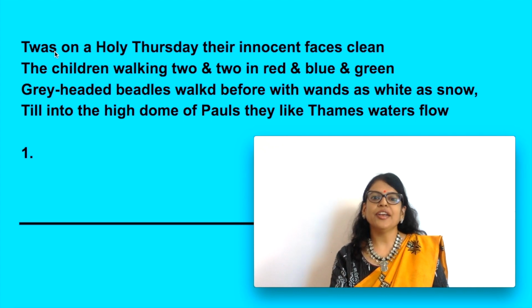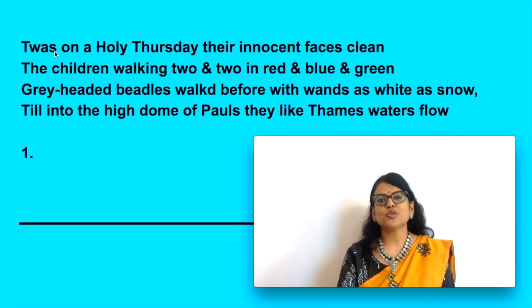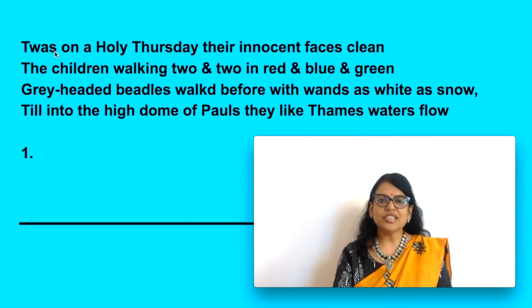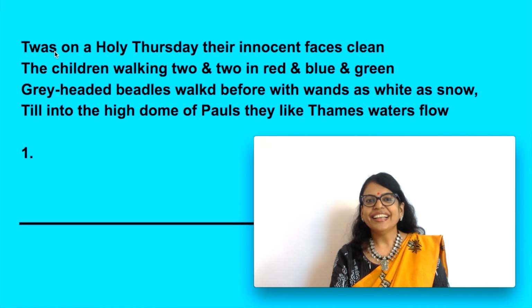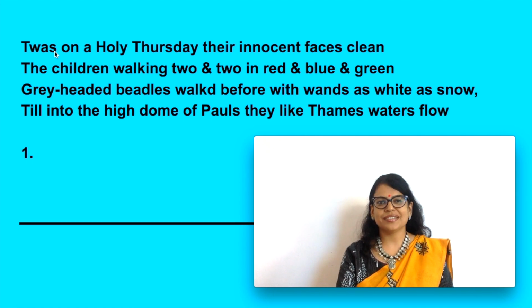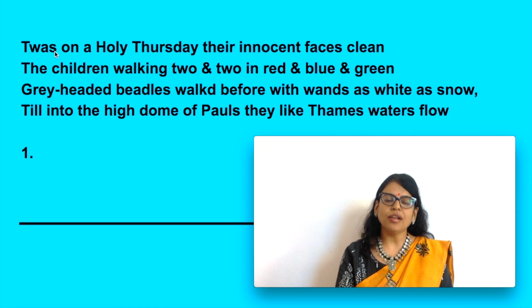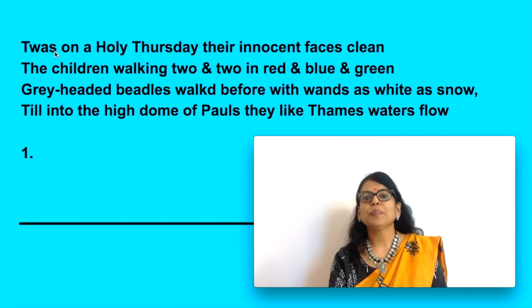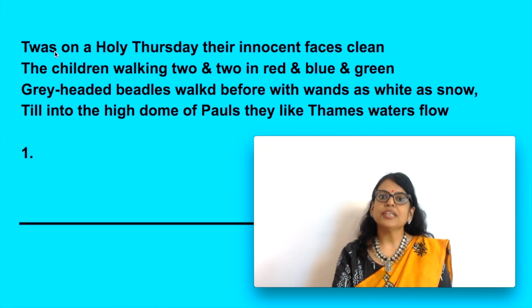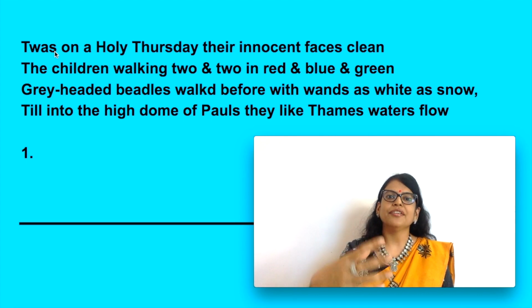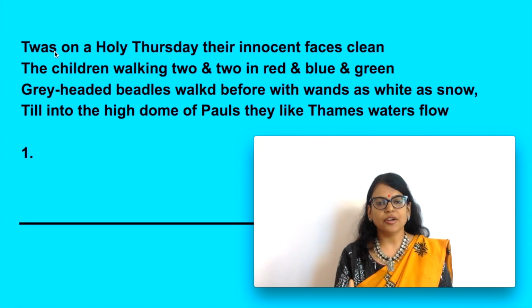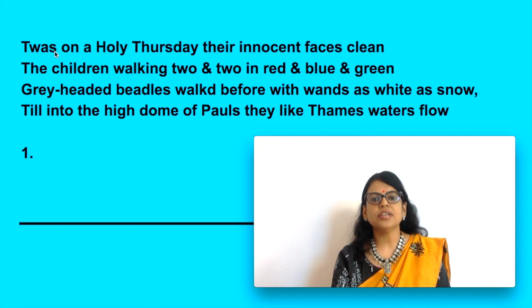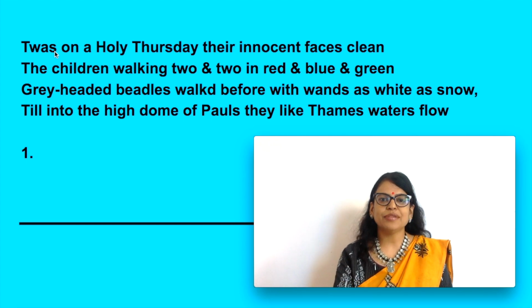Till into the high dome of Paul's, they like Thames waters flow. So these children in the file that they were walking in the lines that they were walking in, they looked like as if the Thames River is flowing. So the analogy, the comparison with the Thames River basically represents that the children were flowing like a river flows. And on Ascension Day, like I said, the children are marched up to the St. Paul's Cathedral. So that is why the author says that they were flowing like the river Thames towards the cathedral.